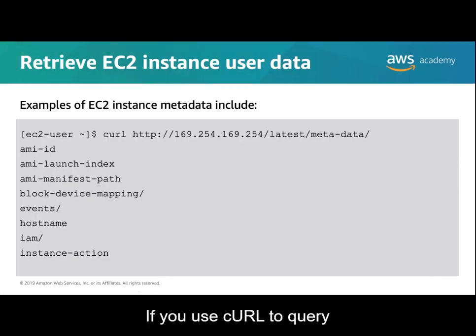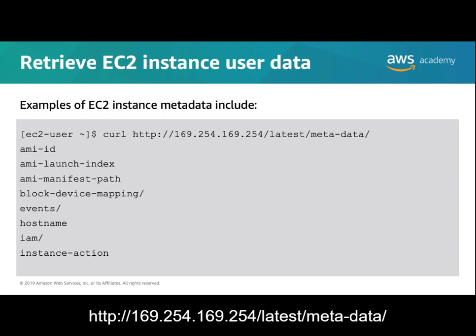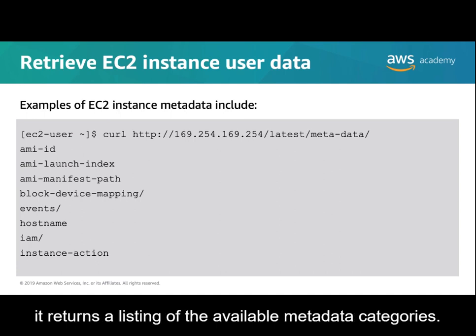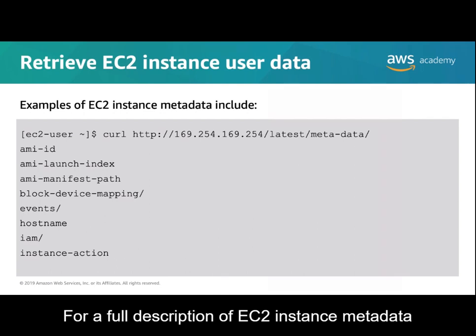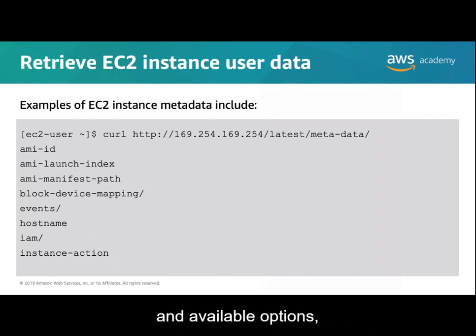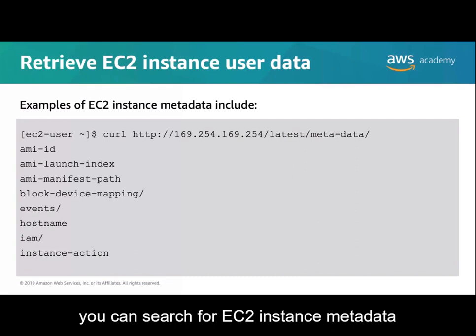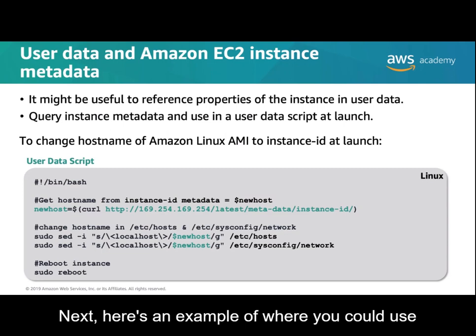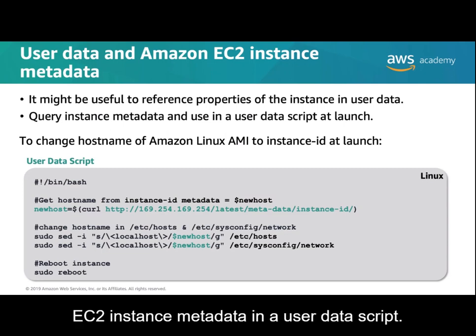If you use curl to query http://169.254.169.254/latest/meta-data/ while you're connected to an instance, it returns a listing of the available metadata categories. For a full description of EC2 instance metadata and available options, you can search for EC2 instance metadata in the AWS documentation. Next, here's an example of where you could use EC2 instance metadata in a user data script.